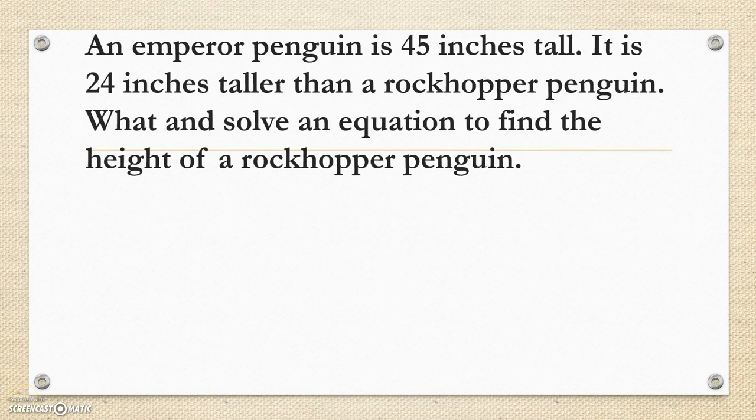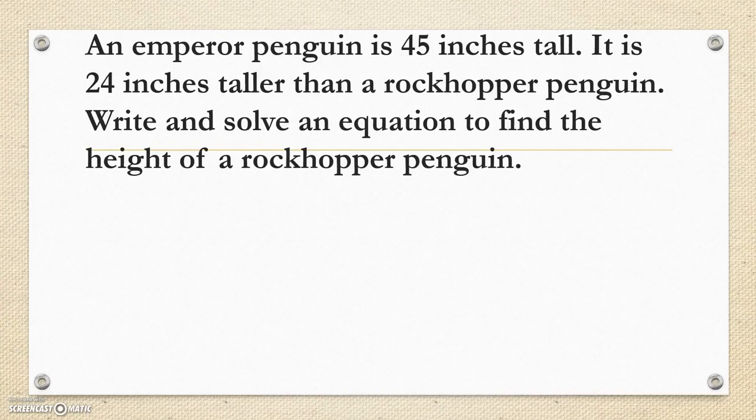We have one more word problem, and this one is about penguins. So we have an emperor penguin is 45 inches tall. It is 24 inches taller than a rockhopper penguin. This should say write and solve an equation to find the height of a rockhopper penguin. Okay, went back and fixed that. So again, go ahead and pause this video, copy down this word problem, and then if you feel confident, go ahead and try and write an equation before we go over it as a class.